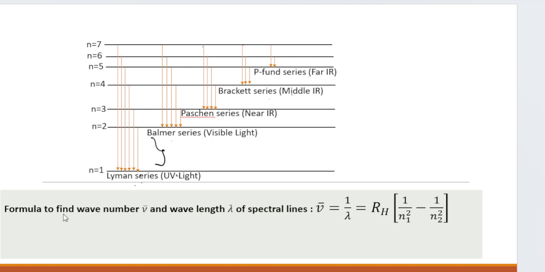We can calculate the wave numbers using a formula. Nu bar is the wave number and lambda is the wavelength. Nu bar equals 1 by lambda, which equals RH times (1 by n1 square minus 1 by n2 square). RH is the Rydberg constant.